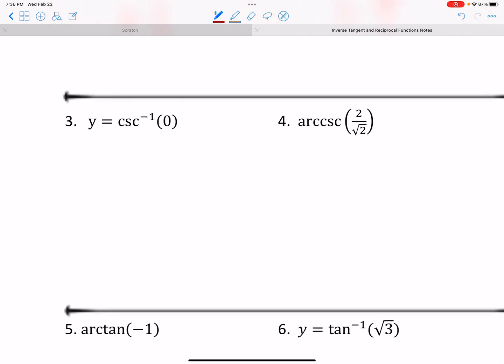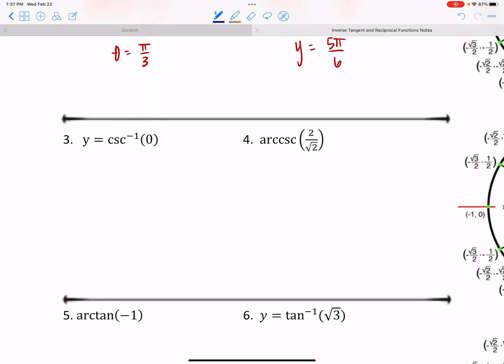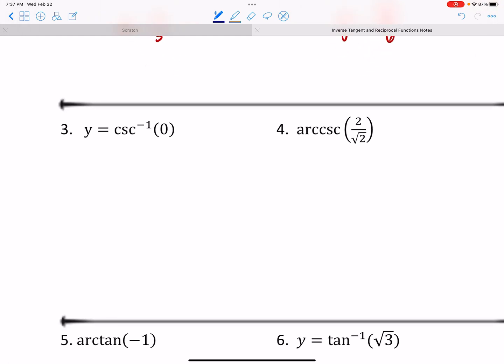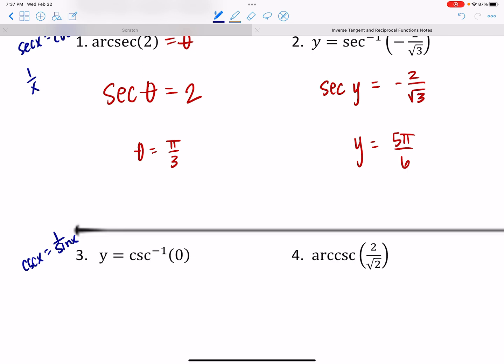In problems 3 and 4, we're looking at cosecant. And cosecant's the reciprocal of sine. So cosecant of x equals 1 over the sine of x. So we're going to look for the y value. Oh, I should have put that up here. Cosine's the x value, right? So technically we could say 1 over x. And sine is the y value, so technically here we could say 1 over y. However you're remembering that is totally fine.